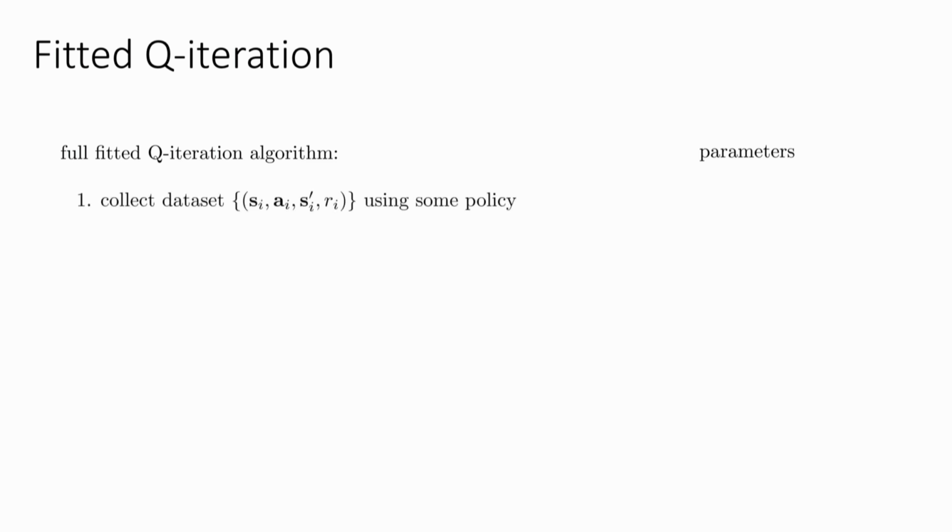So this is the full fitted Q iteration algorithm, and all Q iteration and Q learning methods are essentially special cases of this more general method. So the full Q iteration algorithm works like this. Step 1, you collect transitions using some policy.